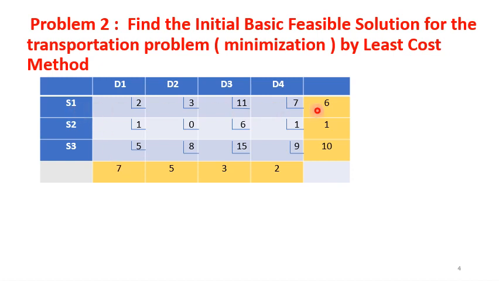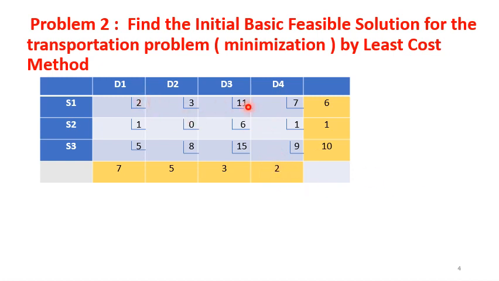So suppliers have availability or capacities. Always these rim conditions are the capacities or the availabilities of the suppliers, and the other rim conditions are the demands or the requirements. Every factory or every plant will have a capacity or an availability. So S1's availability is 6, S2's availability is 1 and S3's availability is 10 units. Similarly, customer D1's requirement or demand is 7, D2's is 5 units, D3's is 3 units and D4's is 2 units.